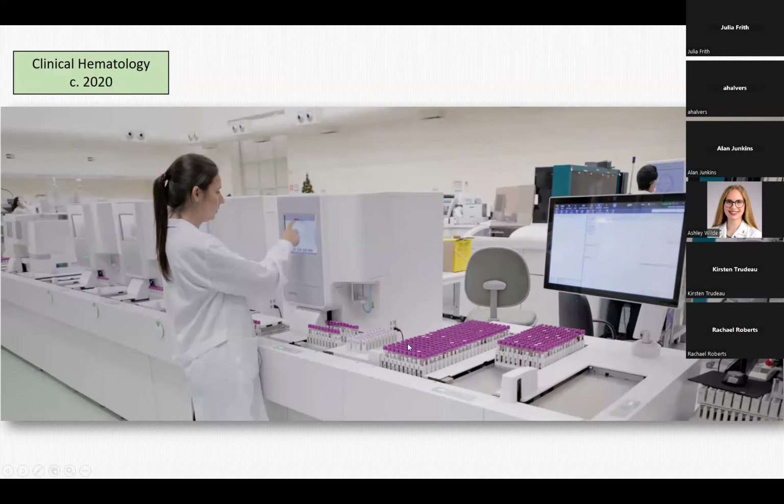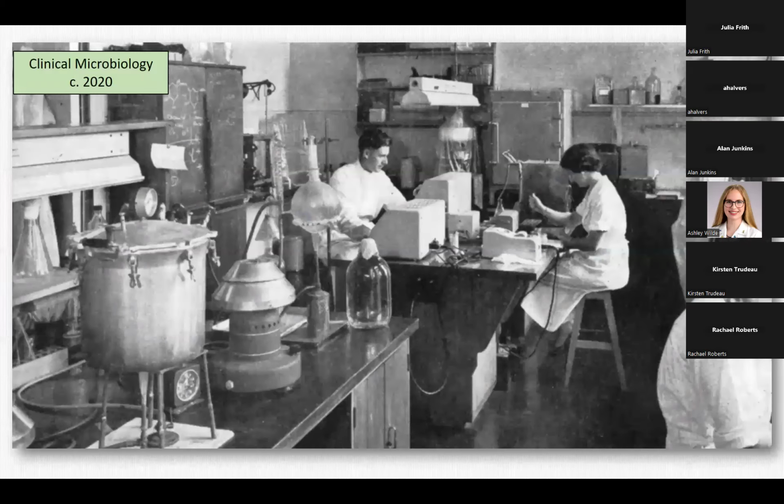Hematology, pretty much the same way. This is not CPA lab. This lab is way too clean. This is not a real laboratory, I'm sure. But this is hematology. So you can see all these blood tubes, they go on this conveyor belt. It shunts them on down to various machines down here that will do your CBCs on those. All very automated. In contrast, this is microbiology.